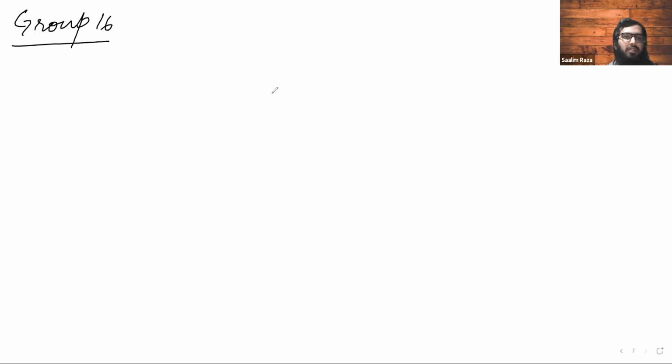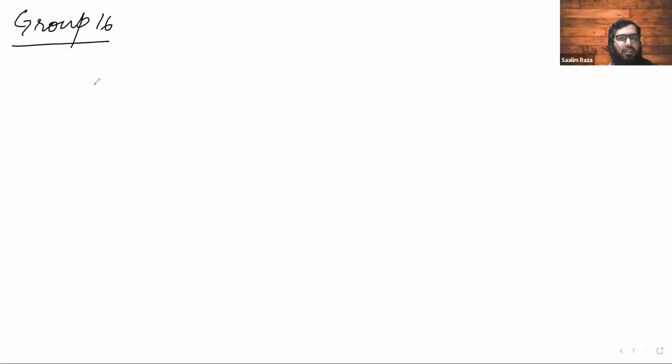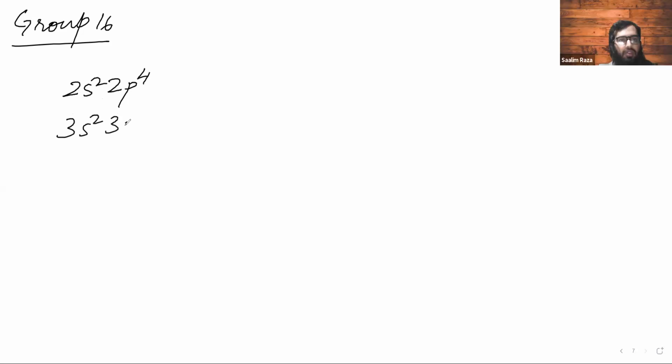First of all, we will write the electronic configuration. We have 6 here. Subtract 2 from 6. What will you get? 4, which will be put in p. You will start with 2s2, which is always there in the first element of any group in the second period, and we will write 2p4. This 4 came from subtracting 2 from 6. Then we will have 3s2, 3p4.